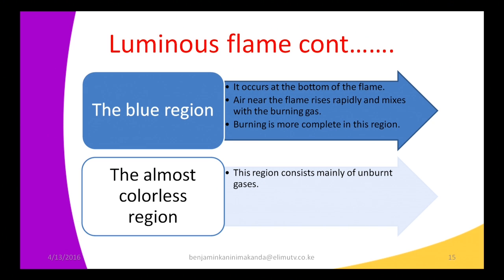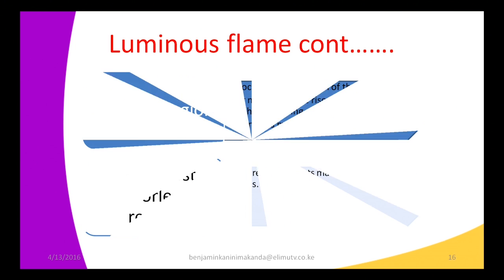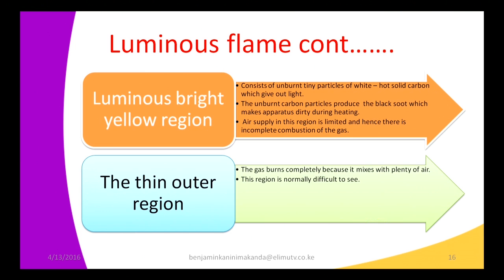So from there, we now have a summary of these regions of the luminous flame. The first one is the blue region. It occurs at the bottom of the flame. Air near the flame rises rapidly and mixes with the burning gases. Then the other one is the almost colorless region. This region consists mainly of unburnt gases. Those are the 2.